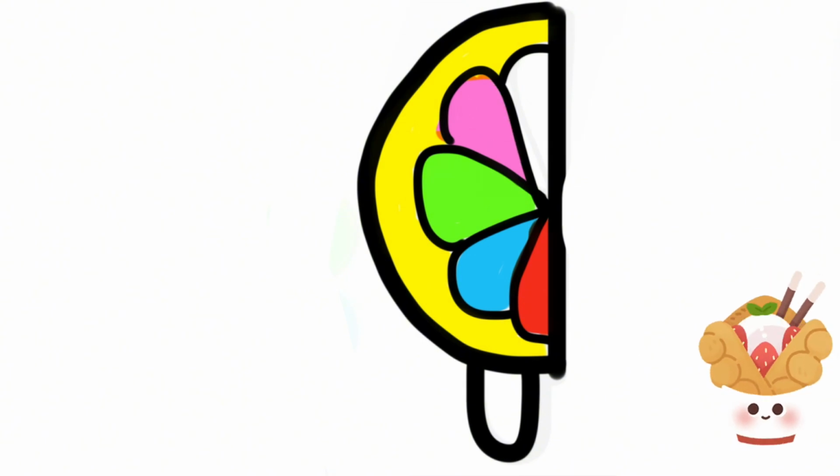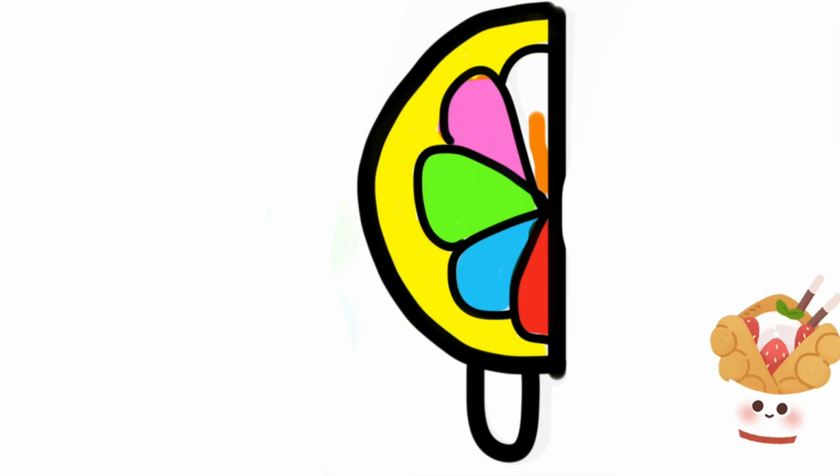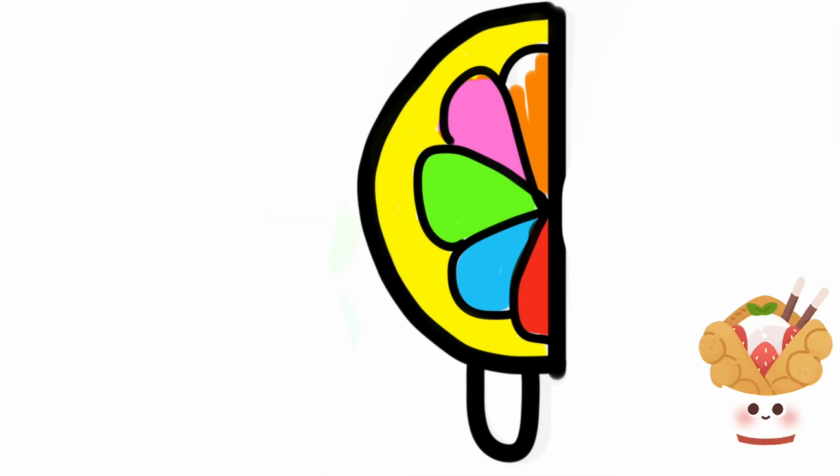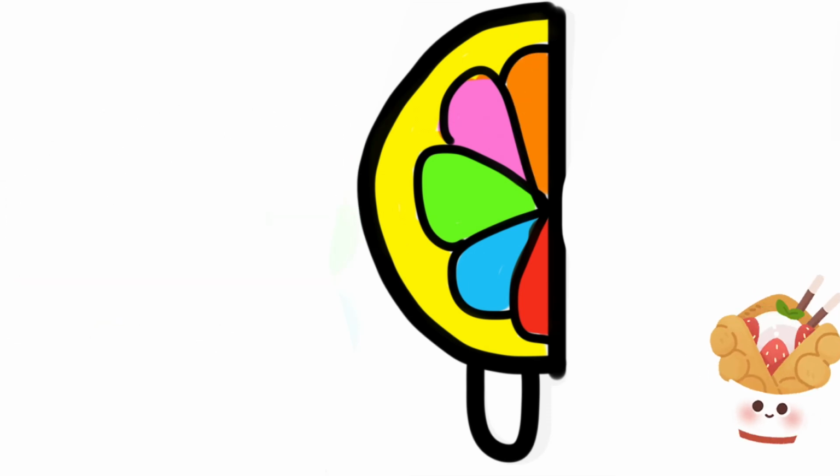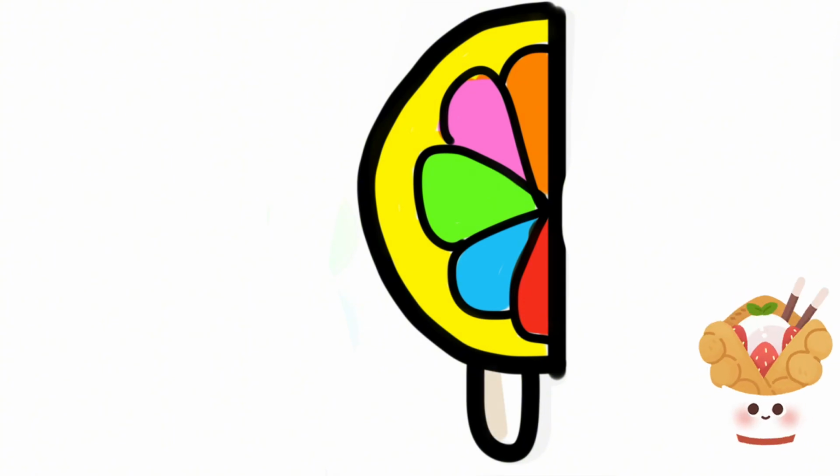E is for elephant, elephant. F is for frog. Orange. Frog. G is for goat, goat. H is for hand.